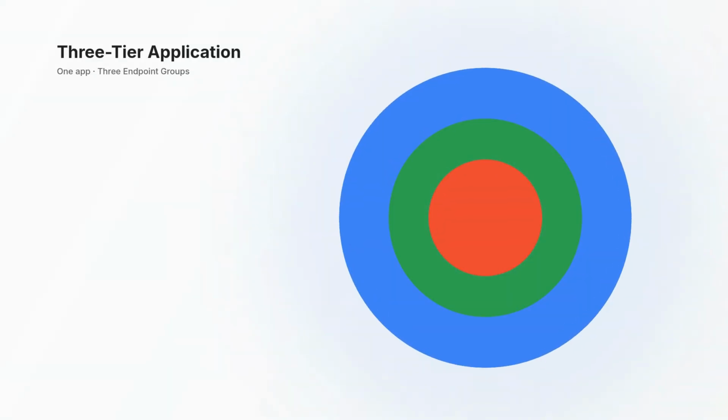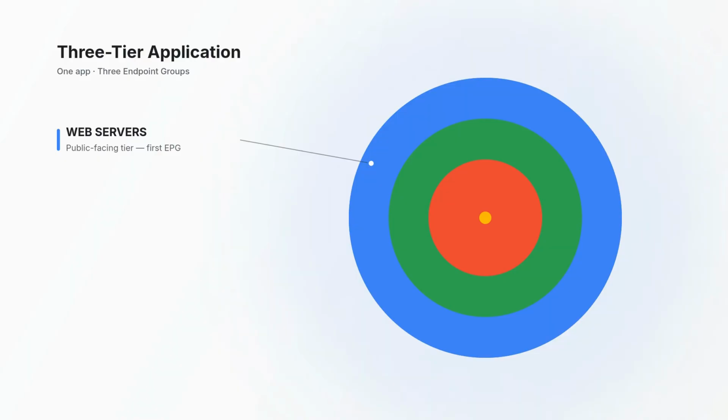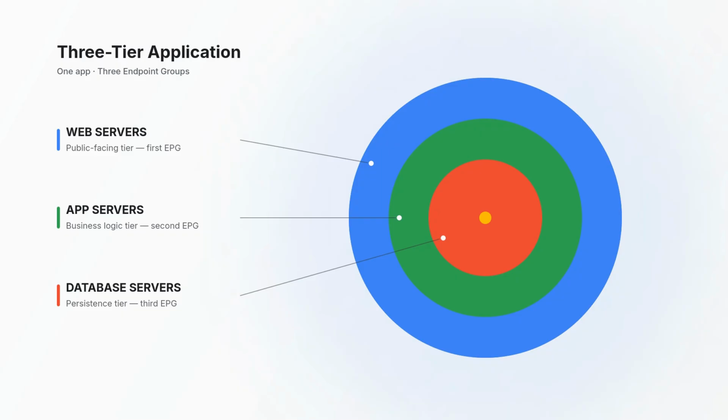For a three-tier app, web servers can be one EPG, app servers another, and database servers a third, even when the overall design is part of one application. Now the model starts to feel application-centric instead of network-centric. Instead of asking only which VLAN an endpoint belongs to, ACI wants you to ask which policy group it belongs to and which other groups it should reach.